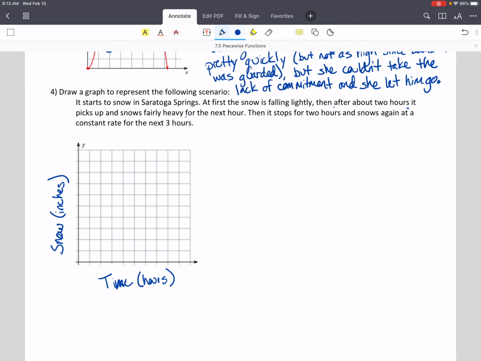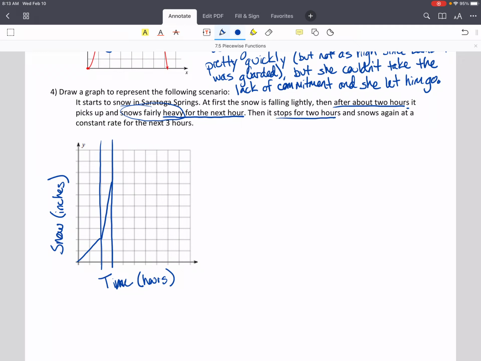So let's see. After about 2 hours, so let's just say changes. The snow is falling lightly. So maybe something like this. It doesn't have to be precise. But it picks up and snows fairly heavy for the next hour. So if it's falling heavier, then I would expect a steeper graph. And you can decide how steep, but I would be looking for that the second hour is steeper than the first hour. Then it stops for 2 hours.